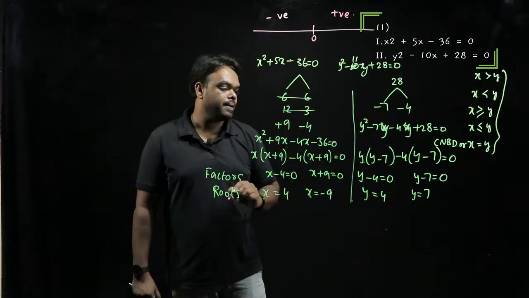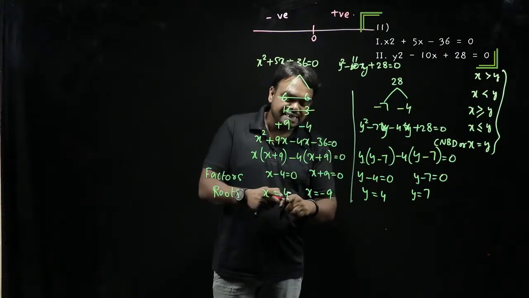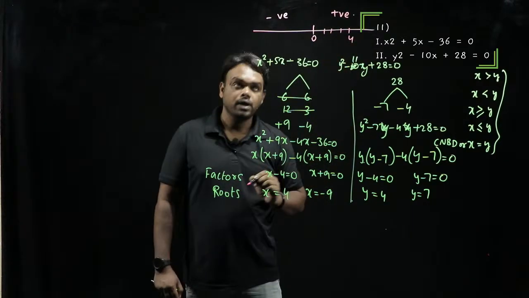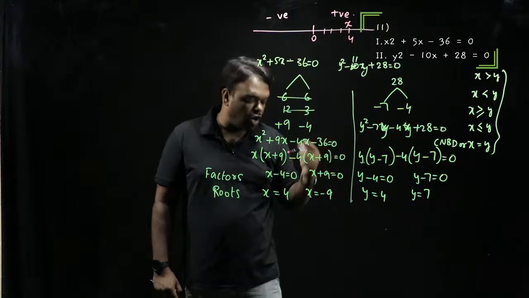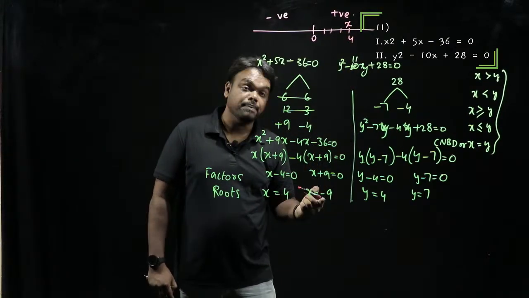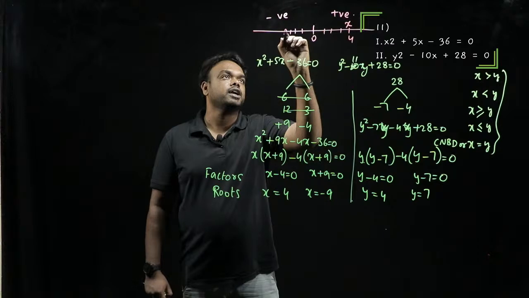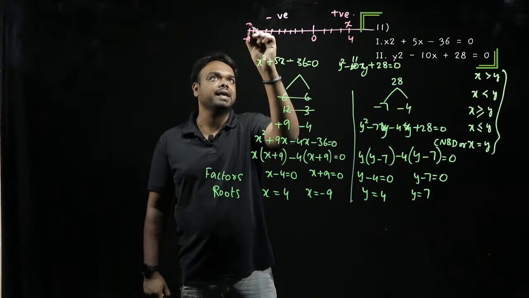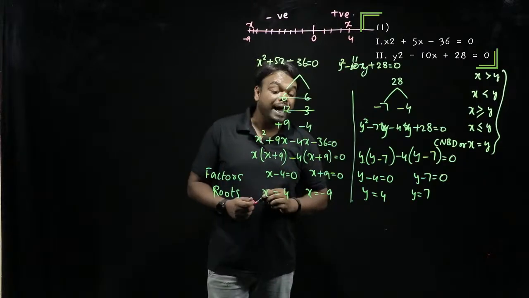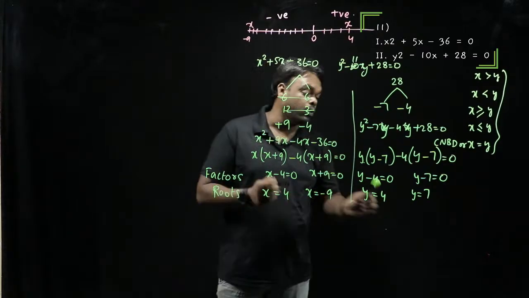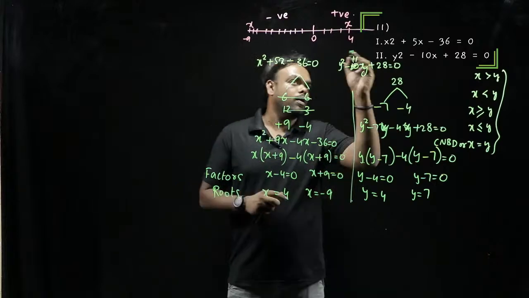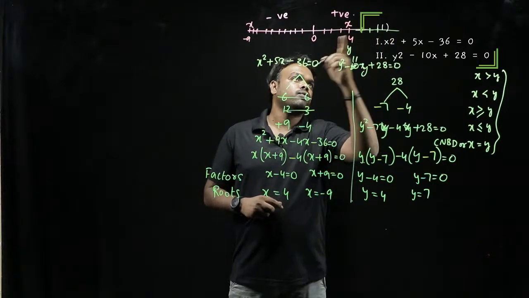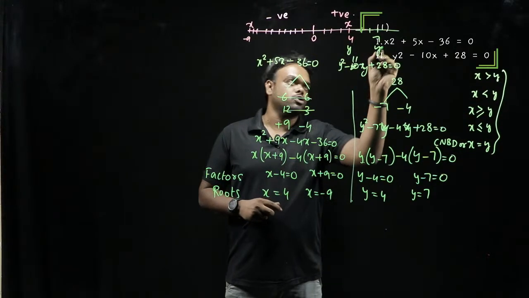ठीक है, x का पहले x का एक वैल्यू है 4, 1 2 3 4, पॉजिटिव 4 है, तो ये एक x बन गया. और x का दूसरा वैल्यू है -9 है, 1 2 3 4 5 6 7 8 9 somewhere here, -9, ये भी x है, सही है. अभी y का वैल्यूज देखो, y का वैल्यूज क्या है, एक 4 है और एक 7 है, पॉजिटिव 4, this is also y, और 7 1 2 3 4 5 6 7, ये 7, this is also y.